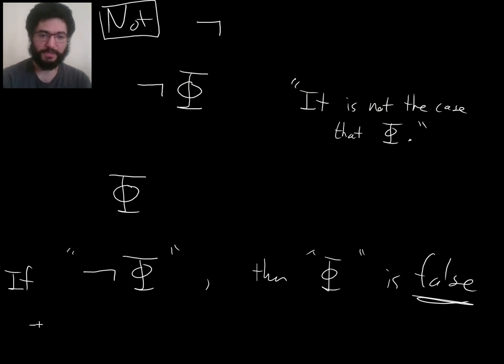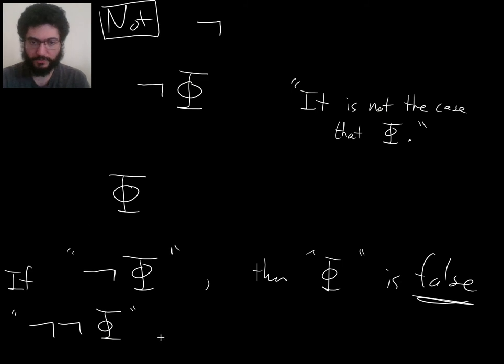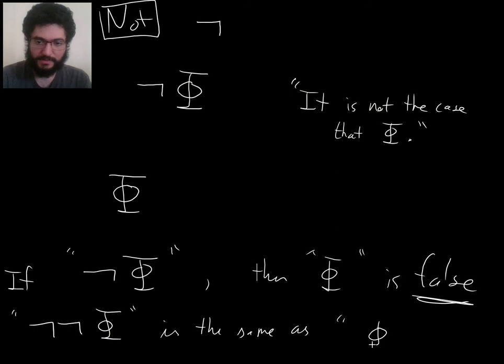If someone ever writes not not phi, it is not the case that not phi, we take that to be the same as phi. So you can take this to be sort of one of the rules, but I'm not making it prominent enough that it has its own number. So this is the same as phi.